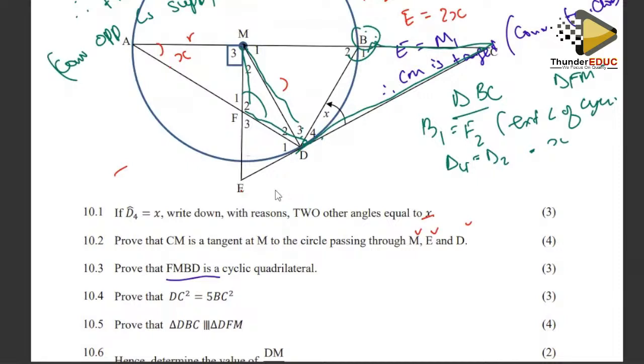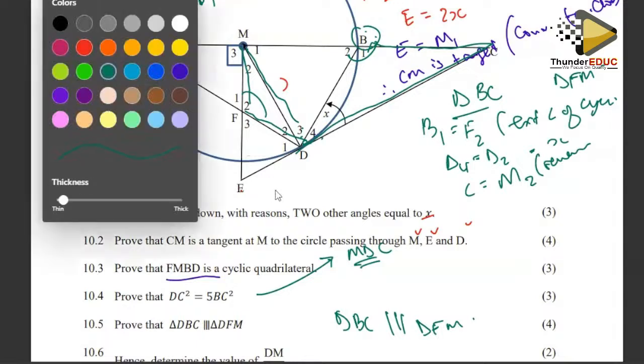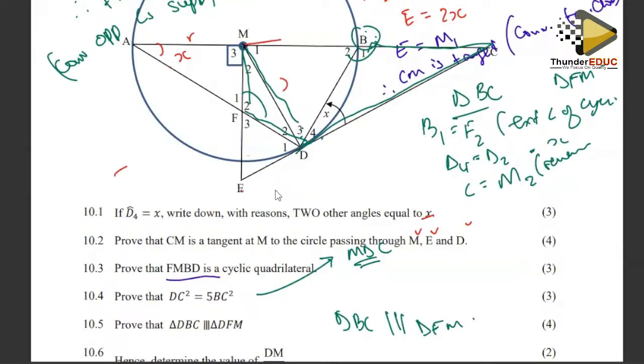Then lastly, so those are two angles, which means the other one is just going to be the third angle, meaning C is supposed to be M2, which is the remaining angle. So therefore, DBC is similar to DFM. Okay, so to prove that DC squared is the same as that, we're going to need to use some bit of Pythagoras here, okay? So if I use triangle MDC, because that is the triangle that's going to lead me to what I need. This is MDC, this entire triangle here.